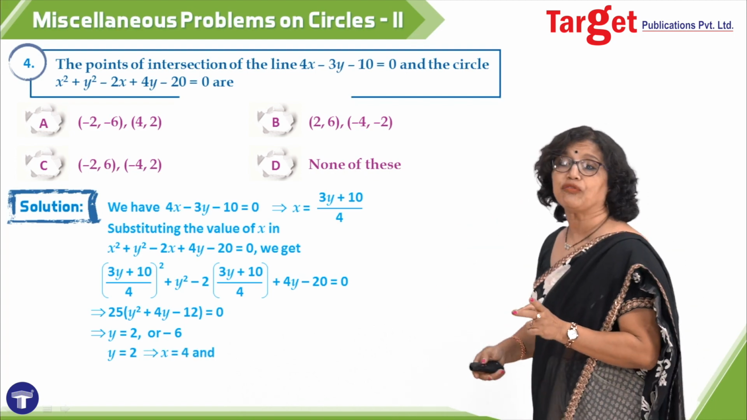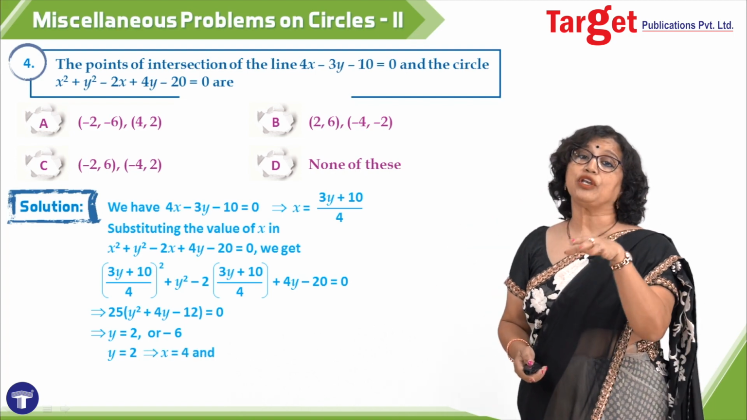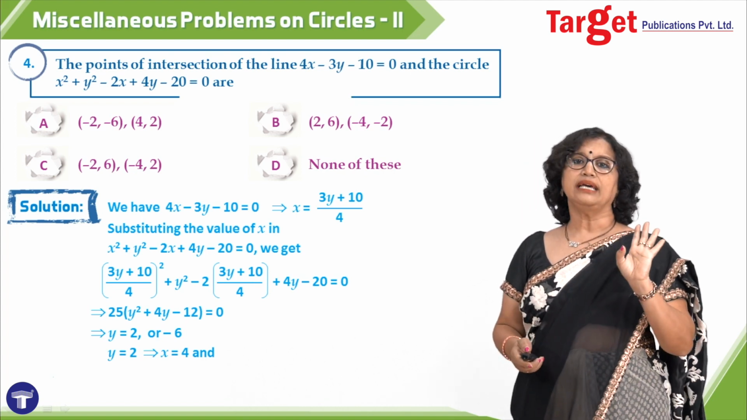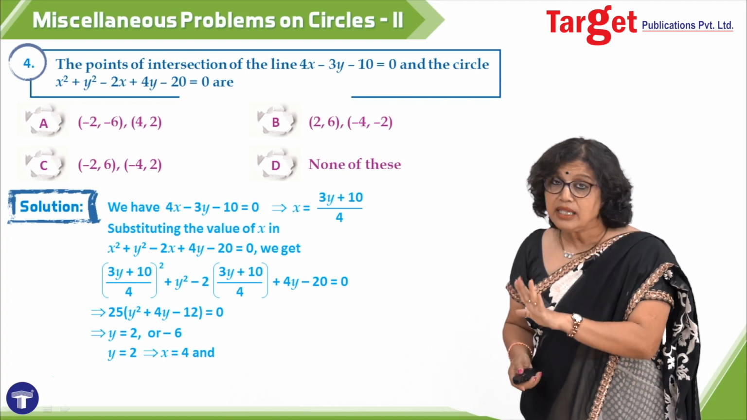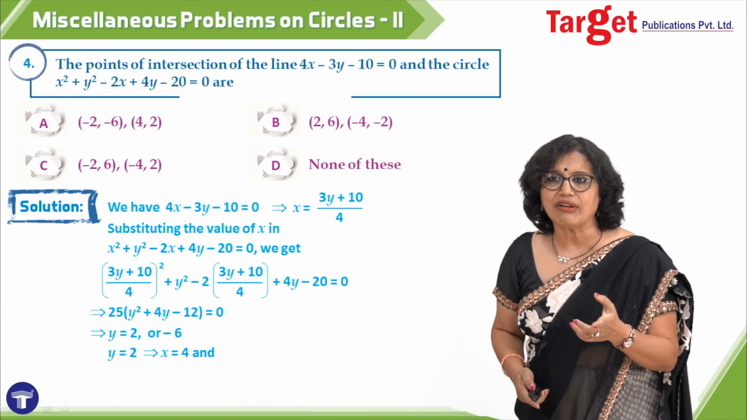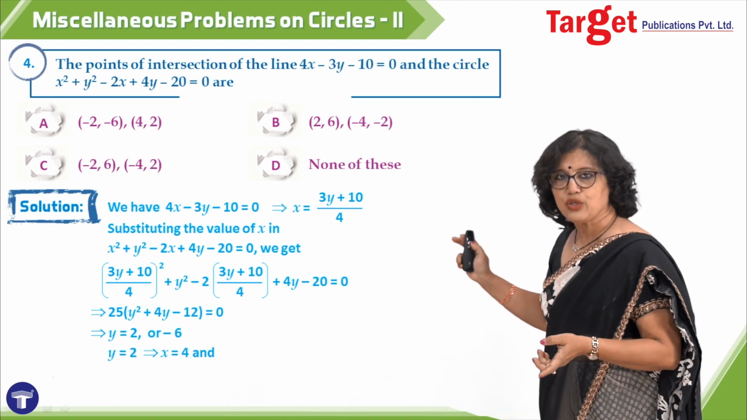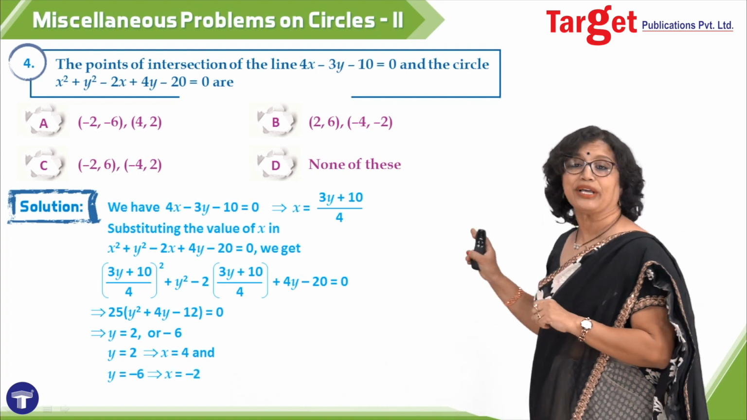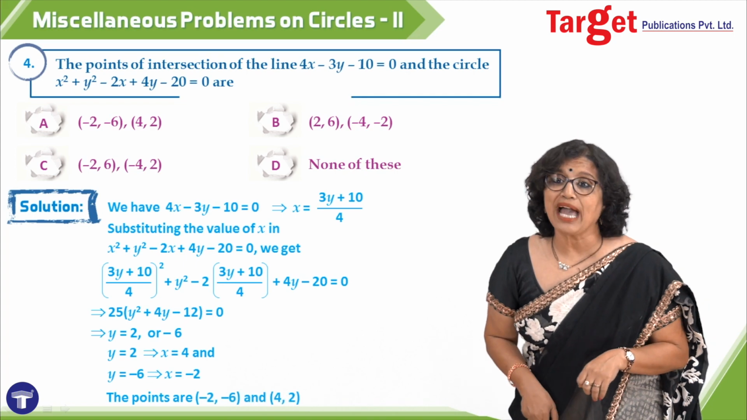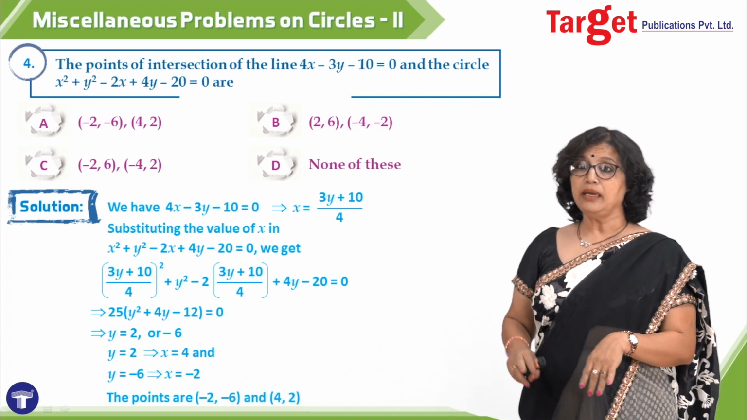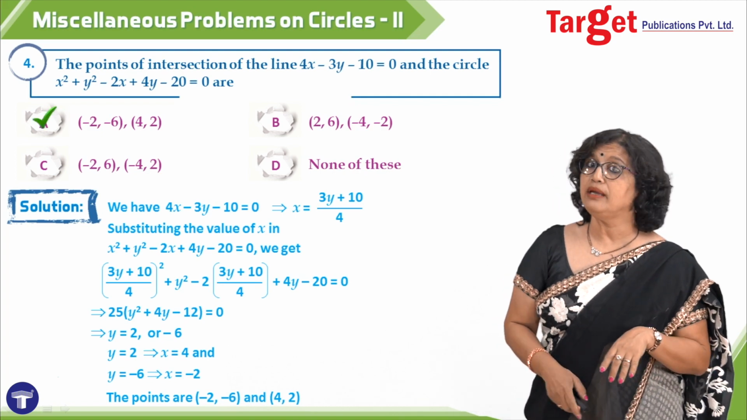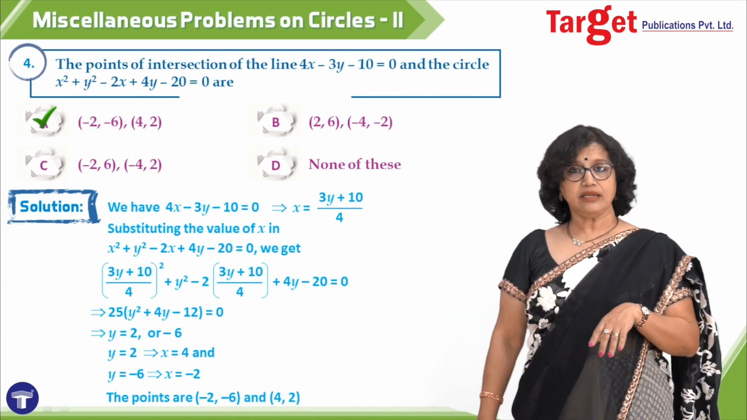So once I substitute y equal to 2, where do you substitute? You can substitute in the equation of the circle or in the equation of the line. It's better to substitute in the equation of the line so that you get the value of x straight away, and that gives you x equal to 4. I can substitute y equal to minus 6 also, and that would lead to x equal to minus 2. This gives me the points, and the points are (minus 2, minus 6) and (4, 2). So my correct option would be A, right?